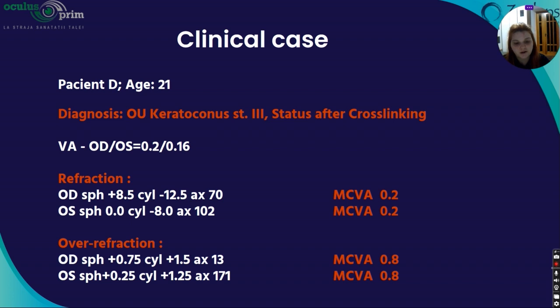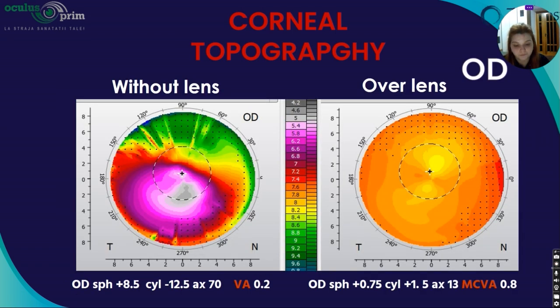Next patient, D, age 21, diagnosed with keratoconus stage 3 in both eyes, status after cross-linking. The refraction of the right eye was plus 8.5 the sphere and minus 12.5 the cylinder, and 0 sphere and minus 8 the cylinder in the left eye. Maximum corrected visual acuity was 0.2 for both eyes. Over refraction, we got a visual acuity of 0.8.